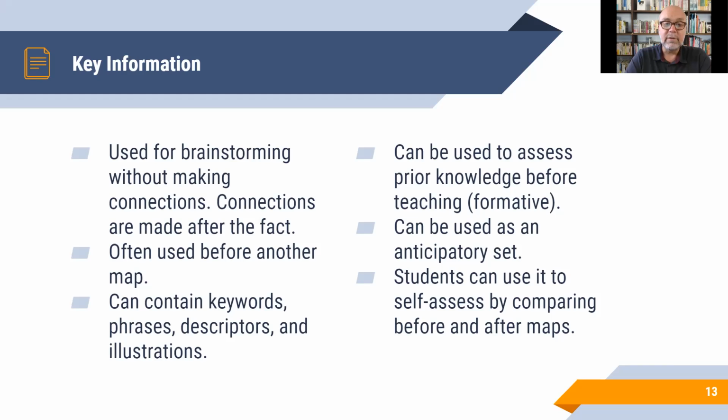They can contain keywords, phrases, descriptors, and illustrations. So like I said, especially younger kids, if they want to draw things as opposed to writing words, that's totally acceptable. It says it can be used to assess prior knowledge before teaching. That's a great idea. If you just want to see how much kids already know about a topic, they can just make a quick circle map. You can walk around and notice what they do know or what they don't. And they can be used as an anticipatory set, same kind of idea. All right, just get the lesson rolling by getting them thinking about what they already know.